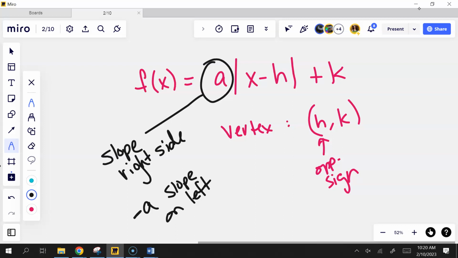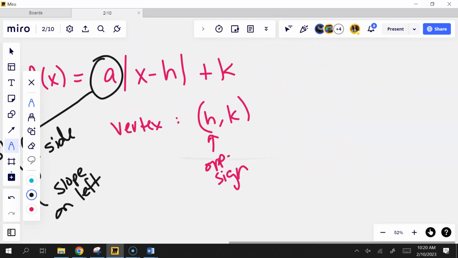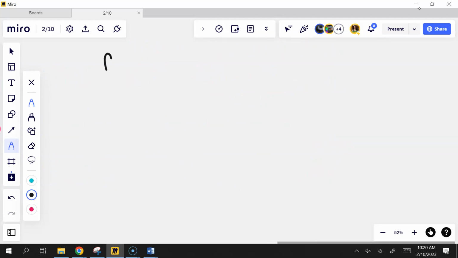Okay. So let's use this. Let's see if this is a little bit easier for us to graph than the other way was. So look at number 1 on your sheet. We have f of x equals the absolute value of x minus 2, minus 4. Where is your vertex here?